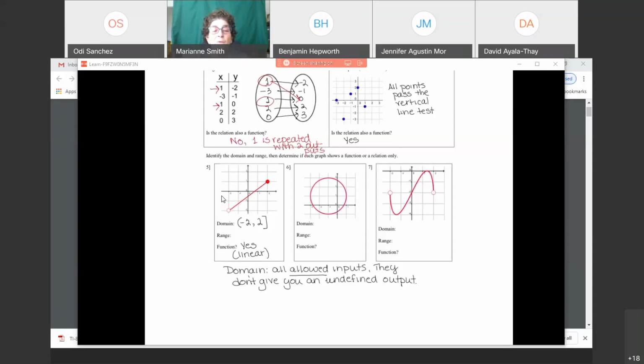If you want to figure out range, you just have to change your perspective. And instead of looking at the x-axis, you look at the y-axis. Anybody want to try coming up with the range on this one? Again, remember, we're looking at y values now. Lowest y value to highest y value. Type in the chat if you think you have an answer for range. We're still on number 5. Anybody want to give it a shot?